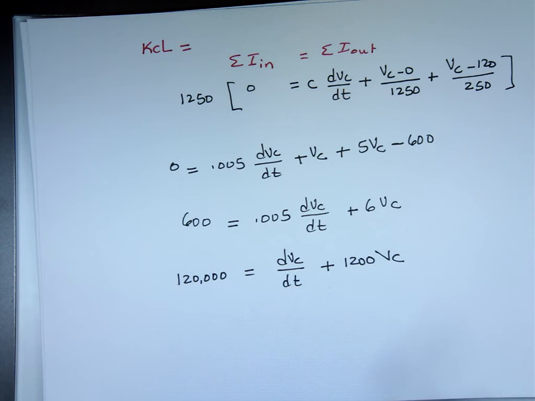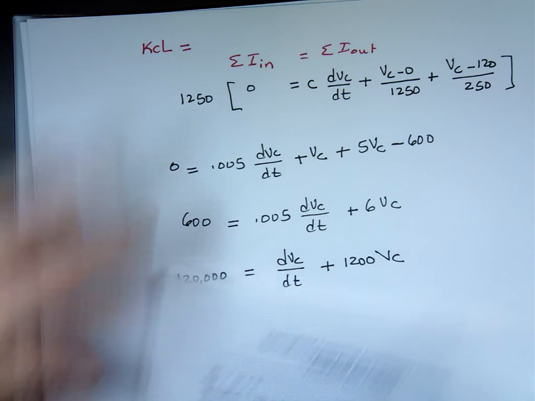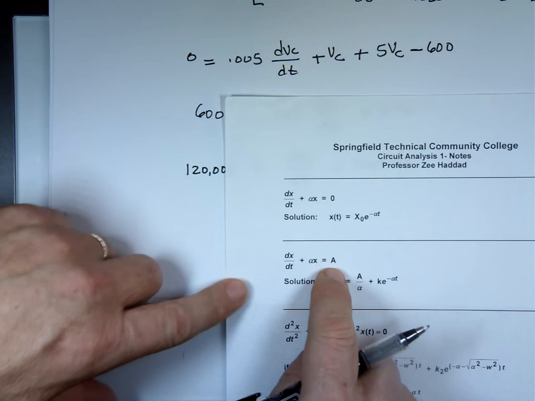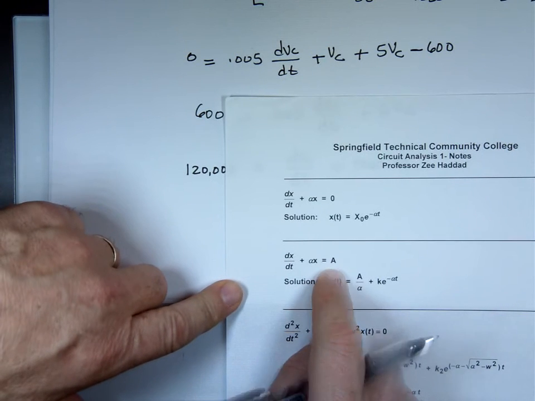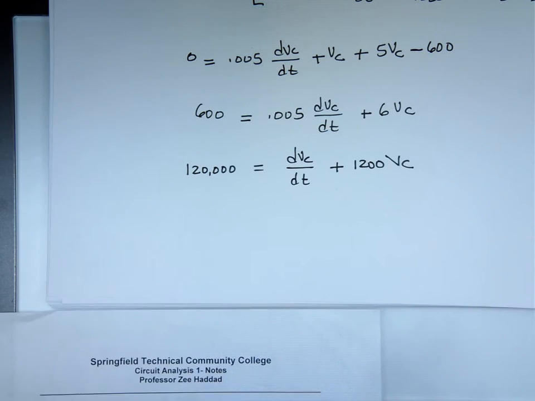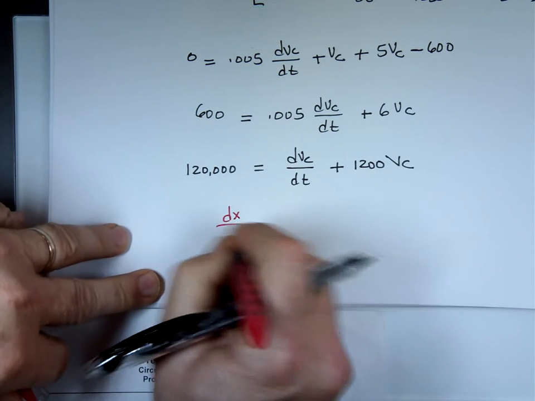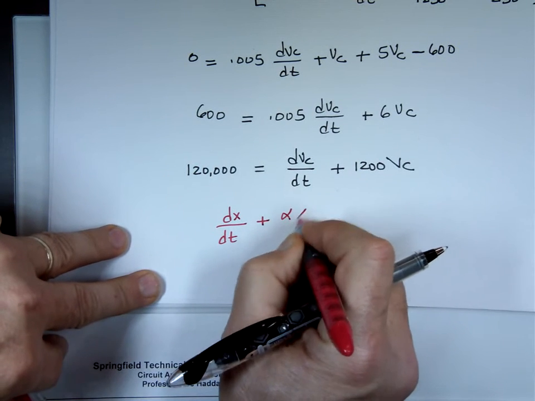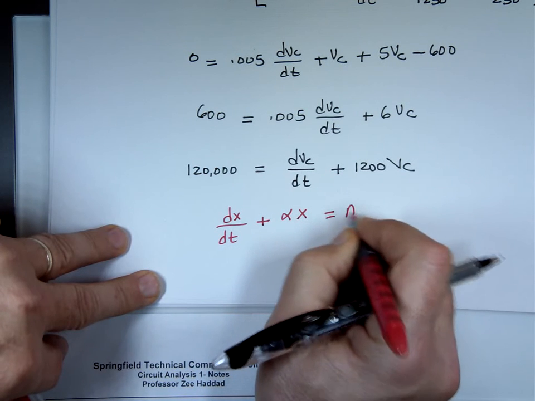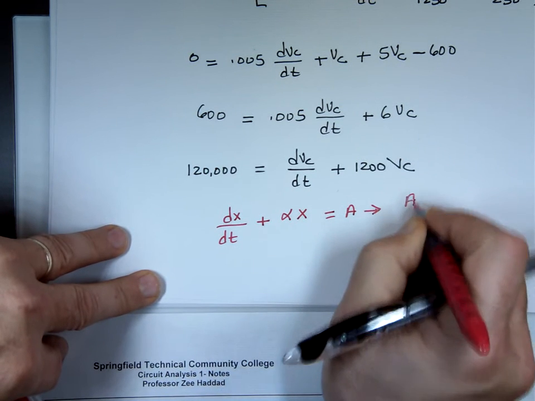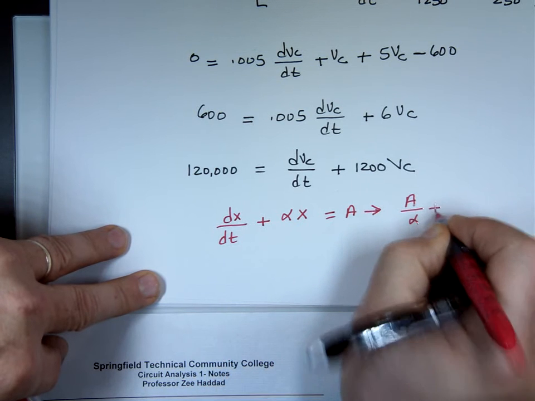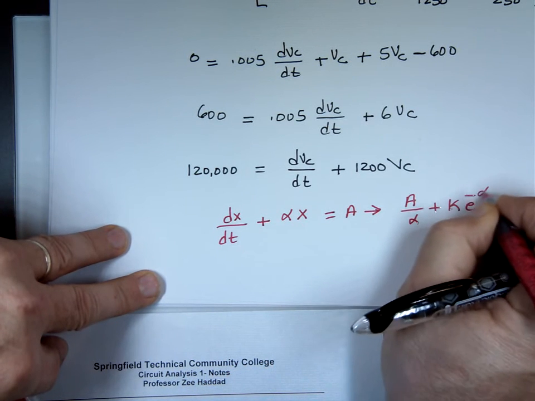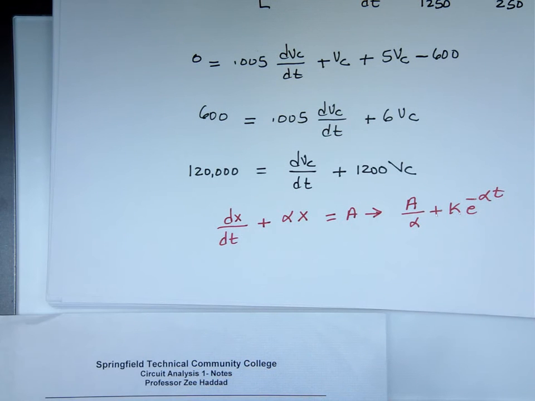Okay, now I look at the equations I gave you last time. That looks like the second equation. You have a constant now. It's no longer 0. So the equation I gave you says if you have an equation that looks like this, then the solution will be A over alpha plus K e to the minus alpha t. We'll compare the two of them.